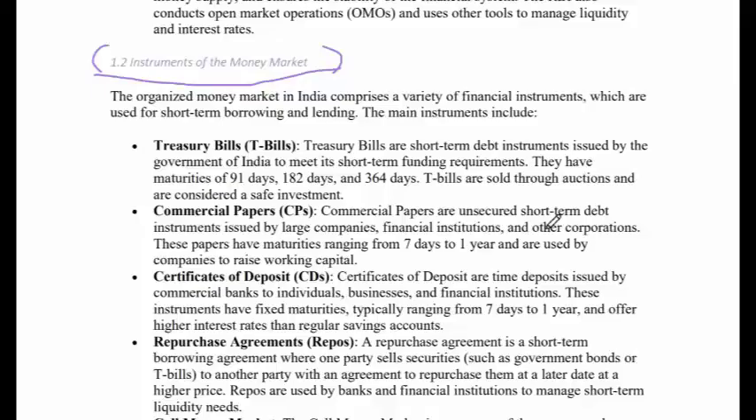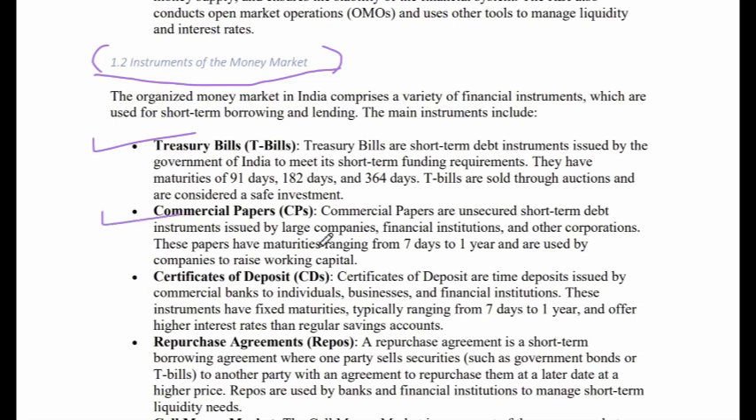It is not. The organized money market in India comprises a variety of financial instruments which are used for short-term borrowing and lending. The main instruments include treasury bills, T-bills. Treasury bills are short-term debt instruments issued by the Government of India to meet its short-term funding requirement. They have maturities of 91 days, 182 days, 364 days. T-bills are sold through auctions and are considered a safe investment.